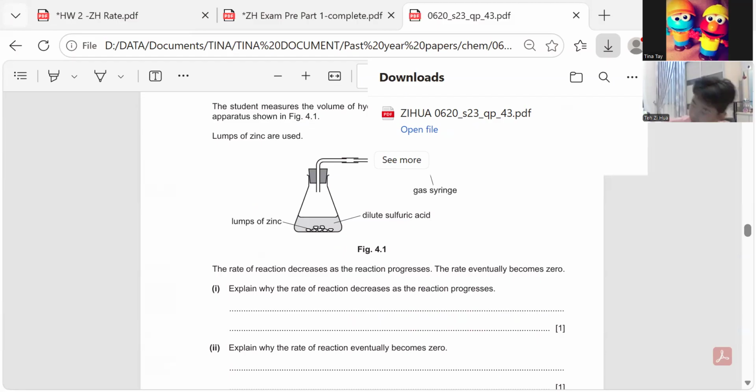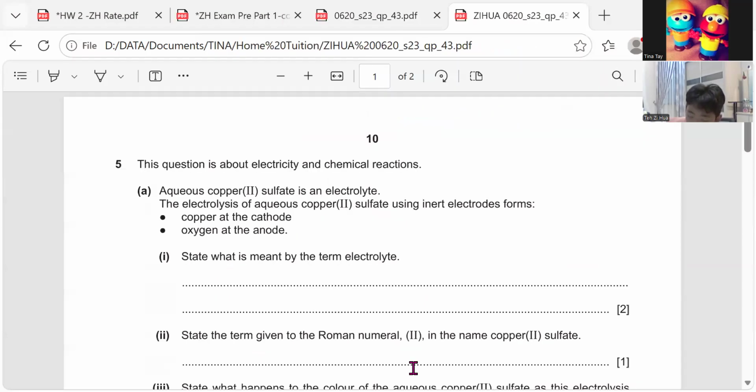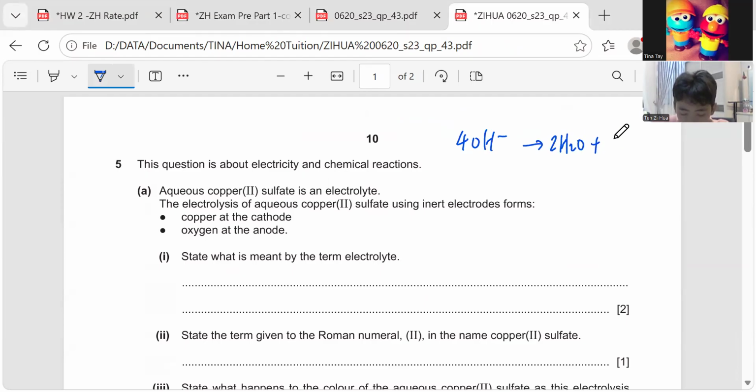You show me 4OH minus, and then after that, an arrow, forms O2 and H2O. 2H2O plus O2 plus 4 electrons. This one, look at this.